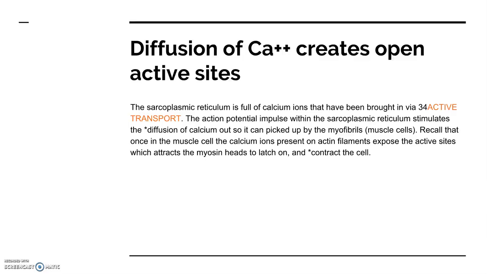The sarcoplasmic reticulum is full of calcium ions that have been brought in to this area via active transport. The action potential impulse within the sarcoplasmic reticulum stimulates the diffusion of calcium out so that the calcium can be picked up by the myofibrils or the muscle cells. Recall that once in the muscle cell, the calcium ions that are present on actin filaments expose the active sites, which attracts the myosin head to latch on and contract the cell. There's several stars on this slide and the one before, so go back and make sure you understand those.